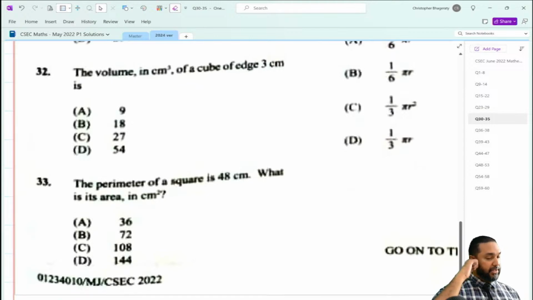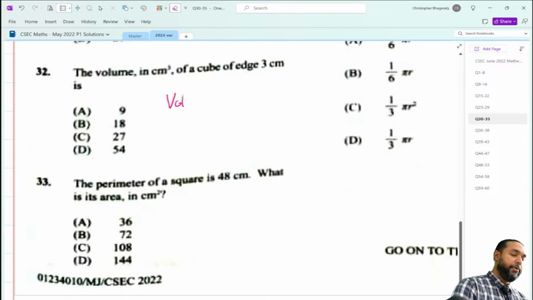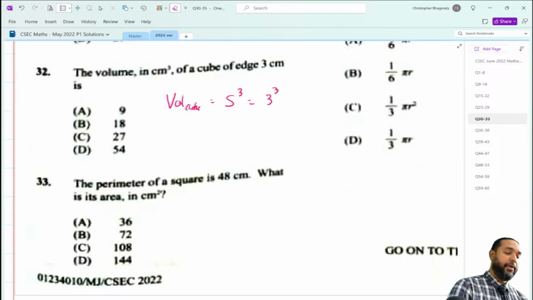Right, the volume in centimeters cubed of a cube of edge 3. Right, so to find the volume of a cube, what do we do? Length by breadth by height, and they are each the same measurement, right? So that's simply side to the power 3 or side cubed, which is actually why we call it cubed, right? So that's 3 to the power 3, which is 3 by 3 by 3, which is 9 by 3, which is 27.